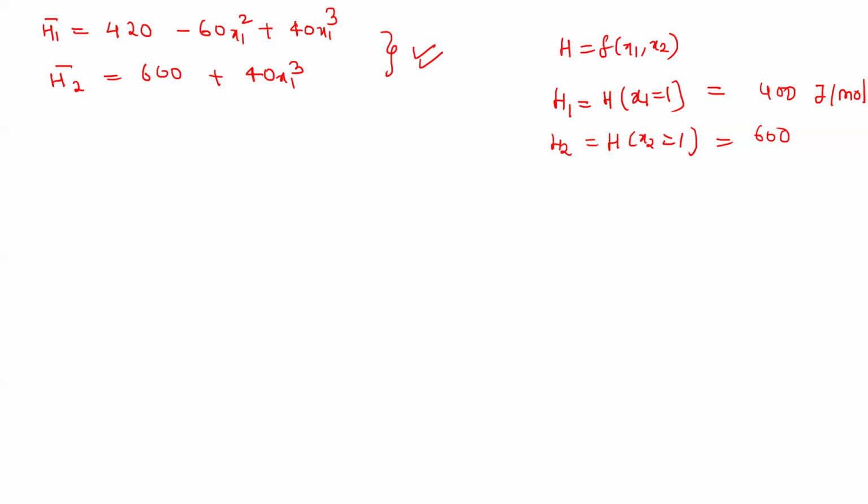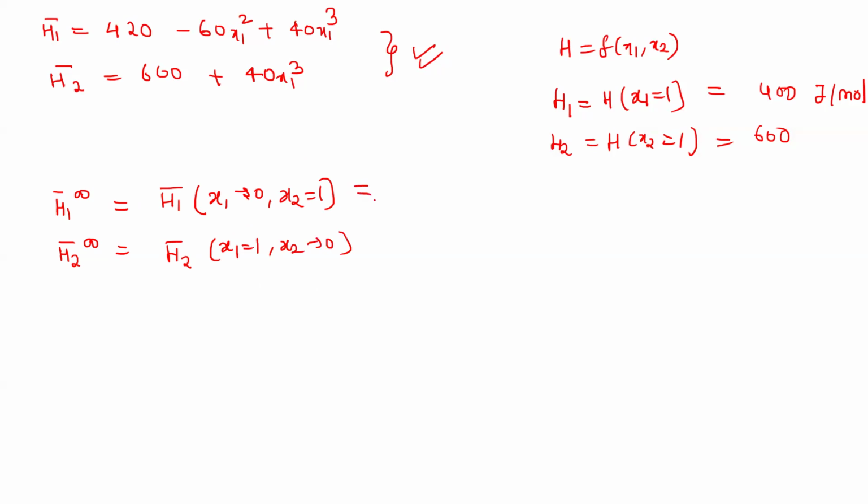So next thing we want to know is H1 bar at infinite dilution and H2 bar at infinite dilution. So this is when H1 bar is at x1 equal to 0, means tends to 0, infinite dilution, right? And x2 is equal to 1. This is H2 bar when x1 equal to 1 and x2 tends to 0.